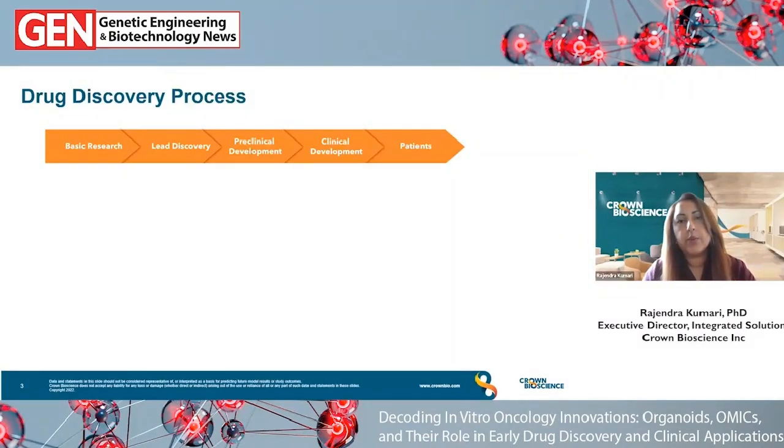So we're all familiar with this typical drug development workflow, from target identification to lead discovery and lead optimization, which then moves into preclinical validation and eventually clinical trials. And this is a lengthy and costly process.